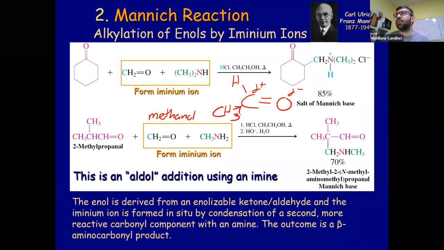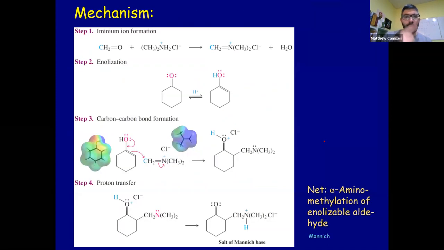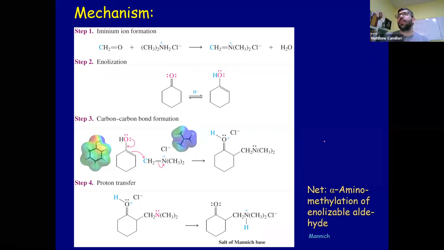So it's something that you really should be considering. So what happens? First, you form the iminium ion. Now, for the iminium ion, you don't need a quaternary salt. Any amine should do. That's step one. Step two is enolization.